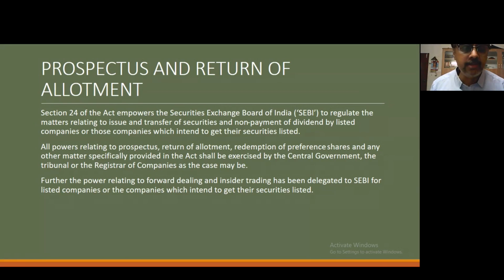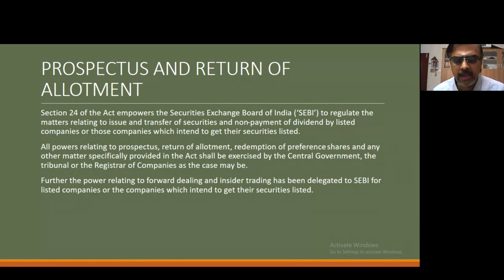SEBI is the authority, and all powers relating to prospectus, return of allotment, redemption of preference shares or any other matter contained in this Act shall be governed by whom? Central government. So SEBI has got a clear role to play here. All aspects regarding issue of securities, including issues on payment of dividend, are controlled by SEBI, whereas other aspects like prospectus, return of allotment, redemption of preference shares are dealt with by the central government. The power relating to forward dealing and forward trading, which comes under derivatives, and insider trading has been delegated to SEBI for listed companies or the companies which intend to get their securities listed.